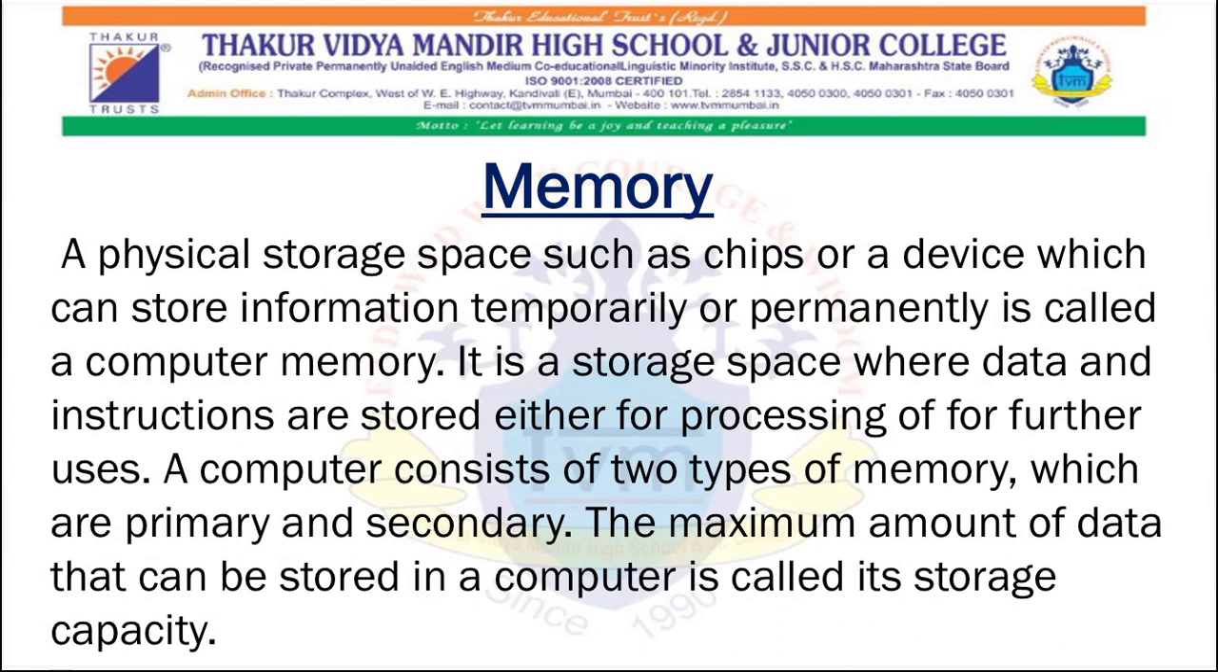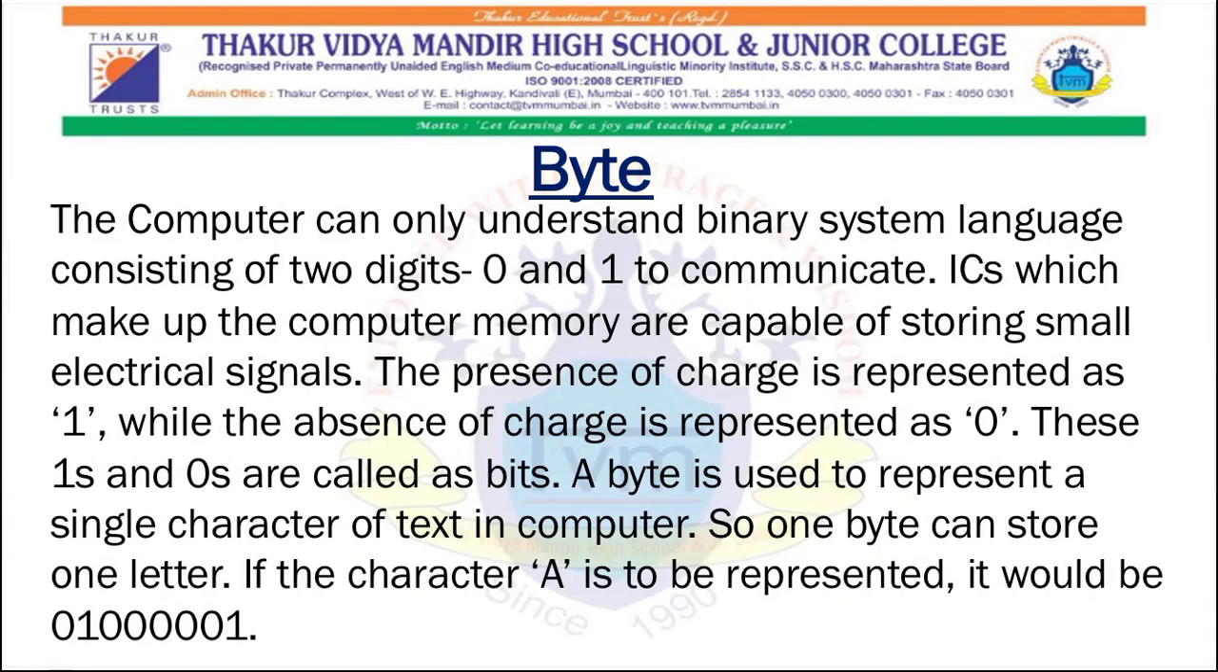Computer consists of two types of memory. First one is primary and second one is secondary. The maximum amount of data that can be stored in a computer is called its storage capacity. A computer's memory is made up of integrated circuits, which is ICs, and it is measured in bytes.